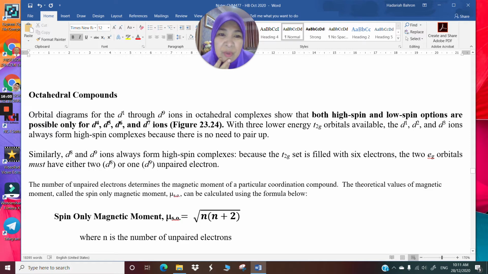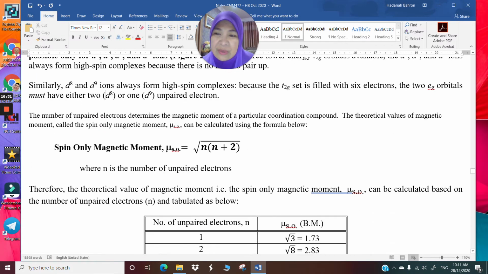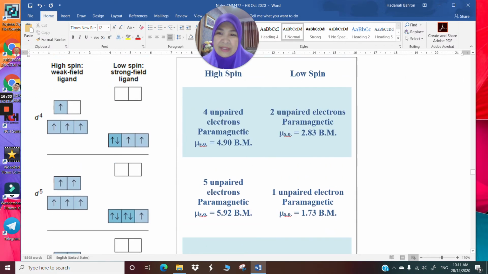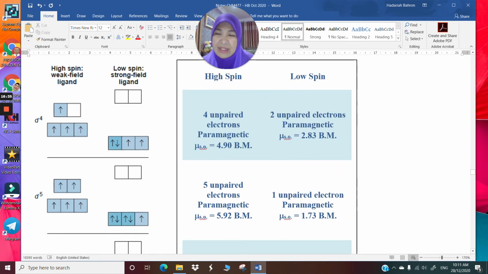With 3 lower energy T2G available, the D1, D2, and D3 ions always will form high spin complexes because there's no need to pair up. Similarly, the D8 and D9 ions will form high spin complexes because the T2G set is filled with 6 electrons. The 2 Eg orbitals must have either 2 or 1 unpaired electron. So I'm going to explain that to you later here. Here it is. Let me explain that.